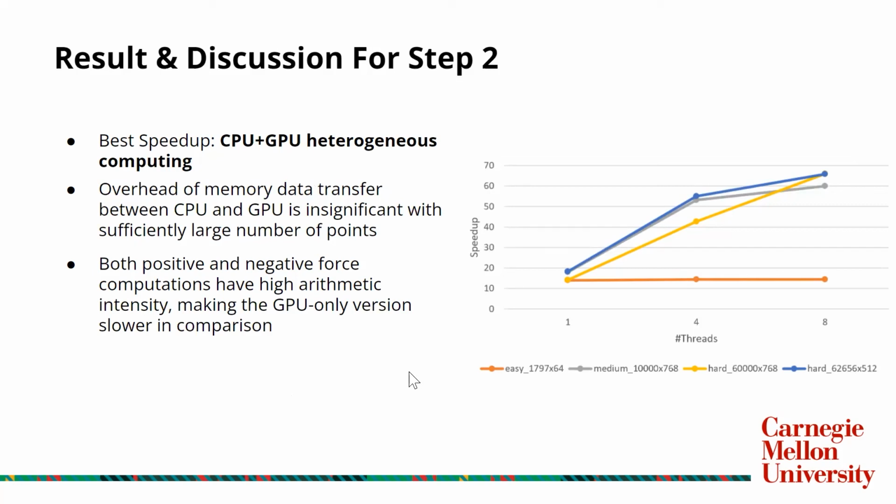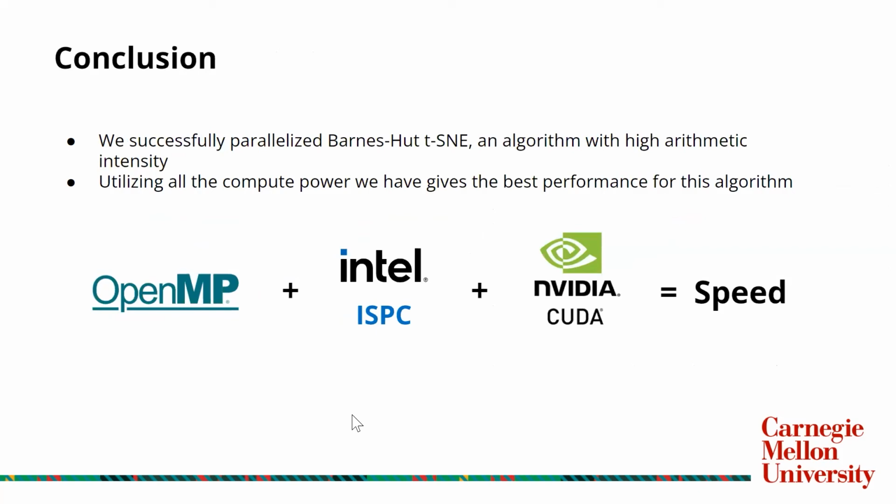What we found here is that the overhead of memory data transfer between CPU and GPU is insignificant if there are a sufficiently large number of points, meaning that those computations have high arithmetic intensity. This also means that the GPU-only version is actually slower in comparison. So in conclusion, we have successfully parallelized Barnes-Hut t-SNE, an algorithm with high arithmetic intensity. Utilizing all compute power we have gives the best performance for this algorithm.